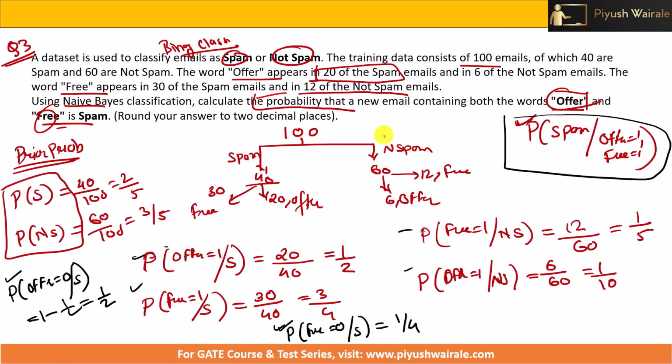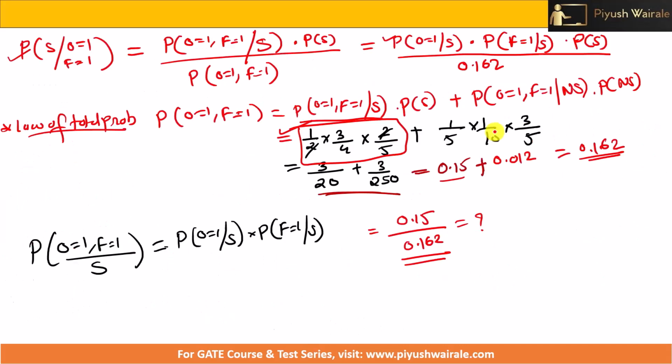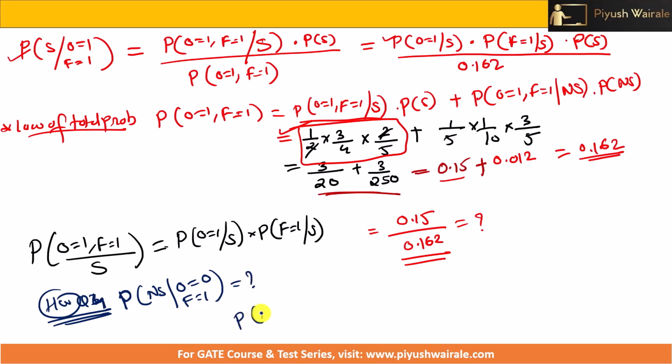Okay, so this is what we need to find out. I hope you understand this thing. Now if you understand this, here is a homework question for you. Try to solve this question. Homework question number 4 in this case, let's say. Okay, so we need to find this one: the probability that the email is not spam given offer equals 0 and free equals 1. It means offer is not present, but free is present. What is the probability? The probability of the email being not spam given offer equals 1, free equals 1.